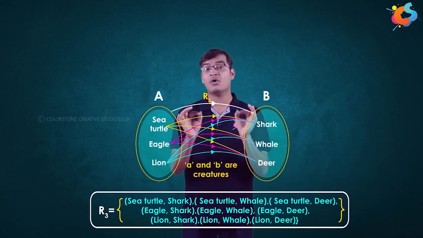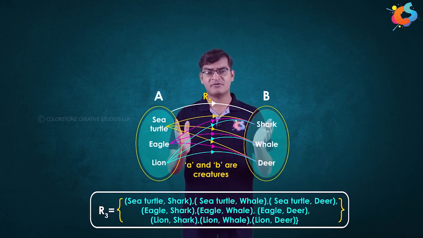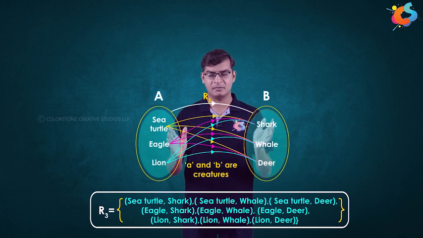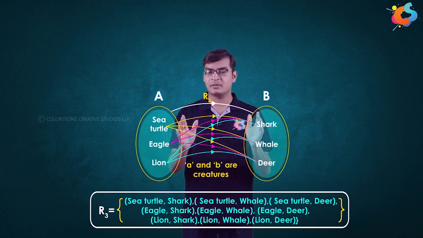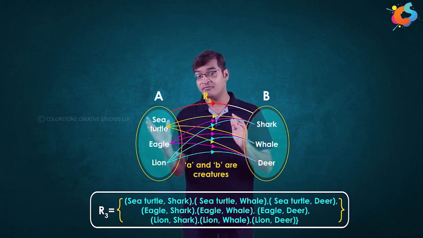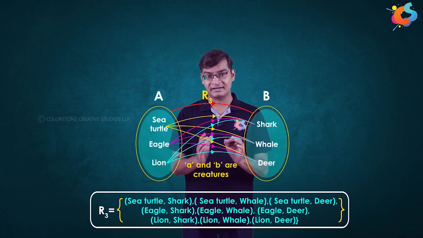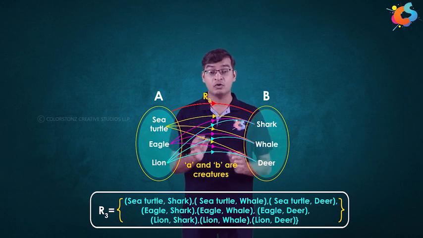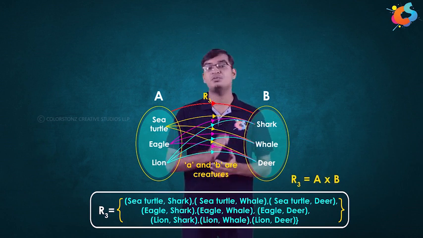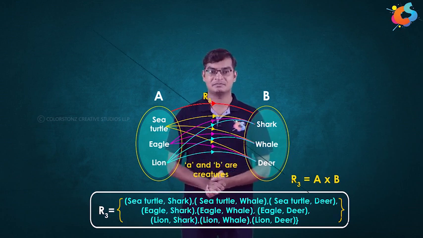In this condition of R3, we got all ways of mapping from A to B. No problem. If you get no mapping or all mappings, that is not a problem. Here, every way of mapping from A to B is R3 in this case because of the condition. So therefore, here R3 happens to be A cross B.